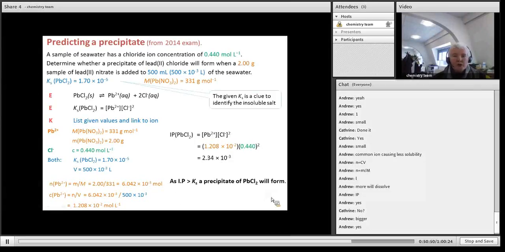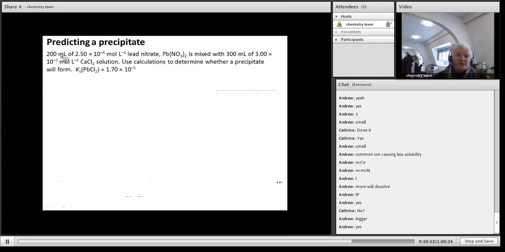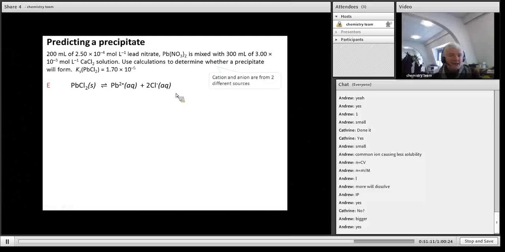Right, here's another one where I'm now again mixing two solutions, a lead nitrate solution with a calcium chloride solution. So there's my Ks for lead chloride. So if you've got a Ks value given, you know the insoluble salt you're working with is lead chloride. So, you know, that's the equation you write. Now the cation and anion are from two different sources, like the previous one where I had seawater for the chloride, and I had, actually I can't even remember the question anymore, but I think it was also lead coming from a different place.